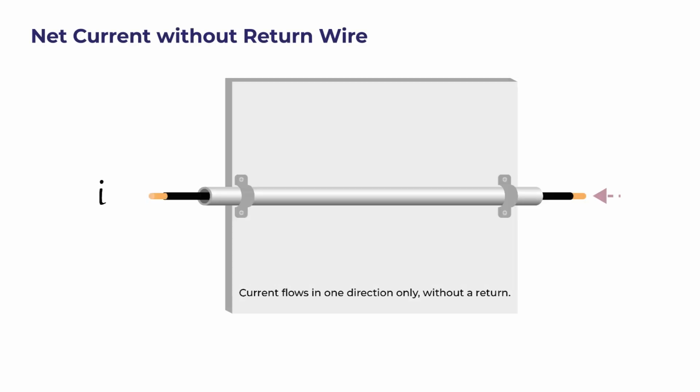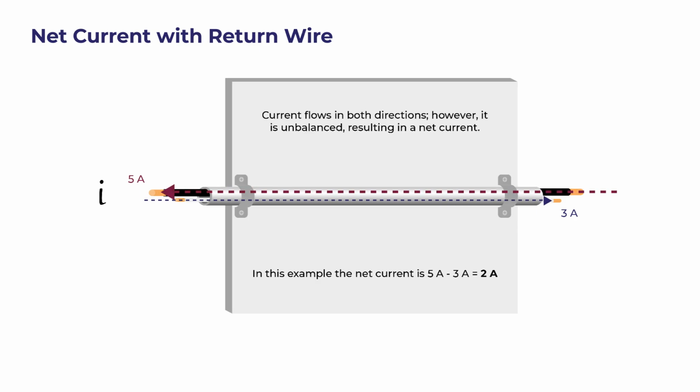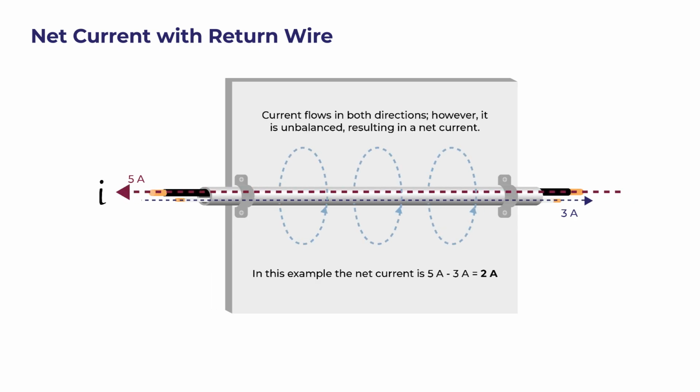The first category is a net current. A net current occurs when there's a wire with a current in it without a return, or an imbalance in currents between the positive and negative, resulting in a net current through that cable.